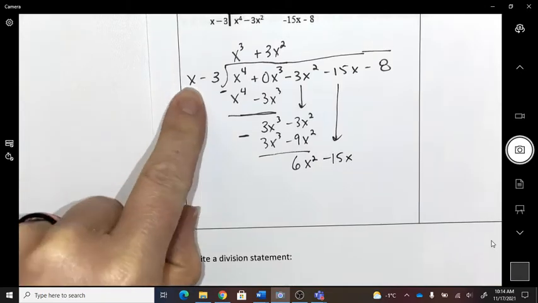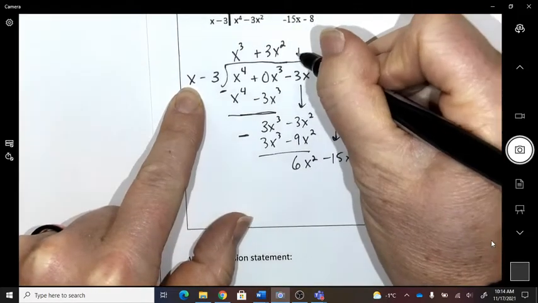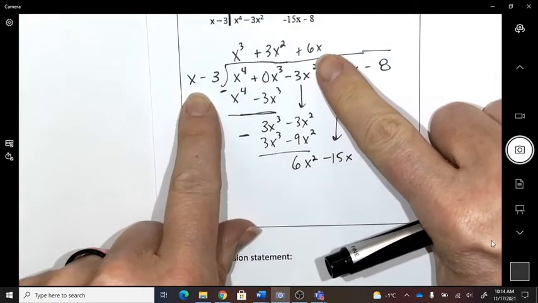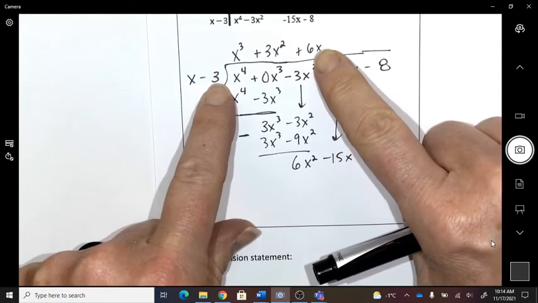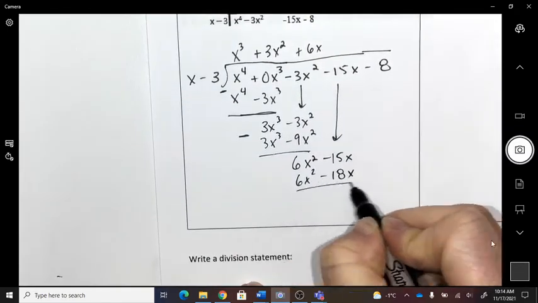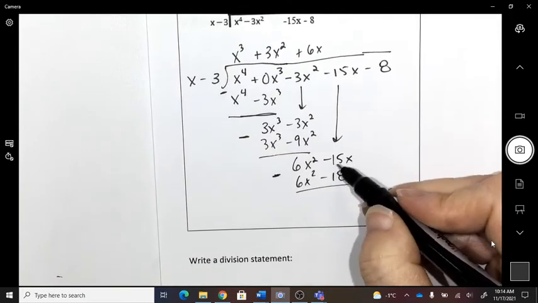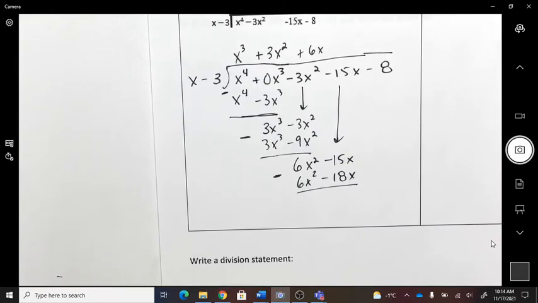Okay, restart. How many times does x go into 6x squared? 6x. So I'm going to go this times this, and this times this. So 6x squared minus 18x. I'm going to subtract. That's gone. Ooh, more negatives. Negative 15, and that essentially adds 18. So 3x.